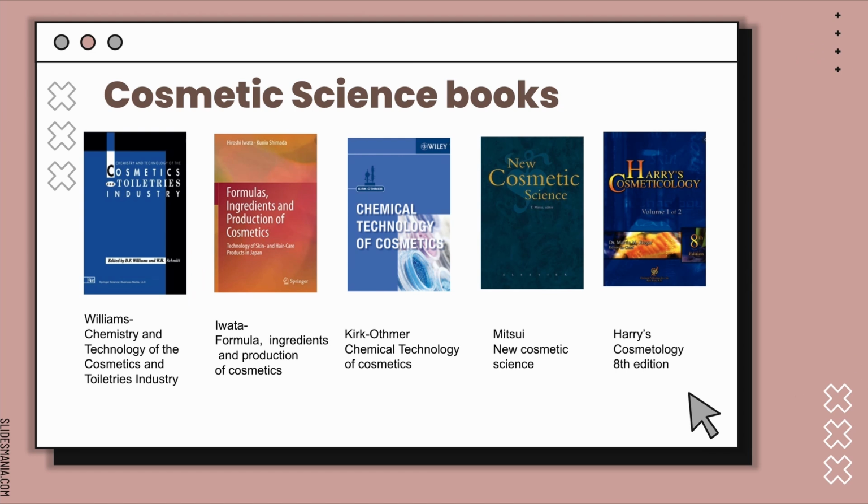The first one is Williams with Chemistry and Technology of the Cosmetics and Toiletries Industry. Then we have Iwata with Formula, Ingredients and Production of Cosmetics. And we have Kirk-Othmer with Chemical Technology of Cosmetics, Mitsui with New Cosmetic Science, and then we have the Bible, which is Harry's Cosmetology, especially the 8th edition, which is the most commonly found.